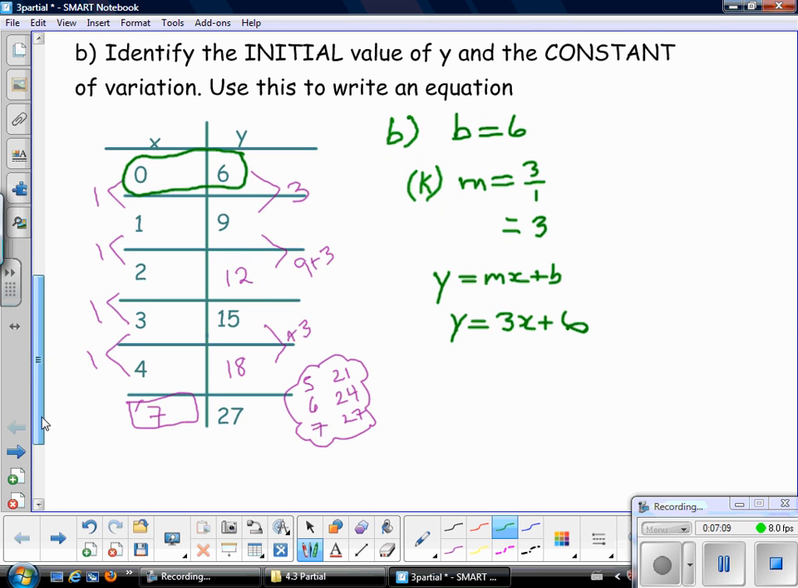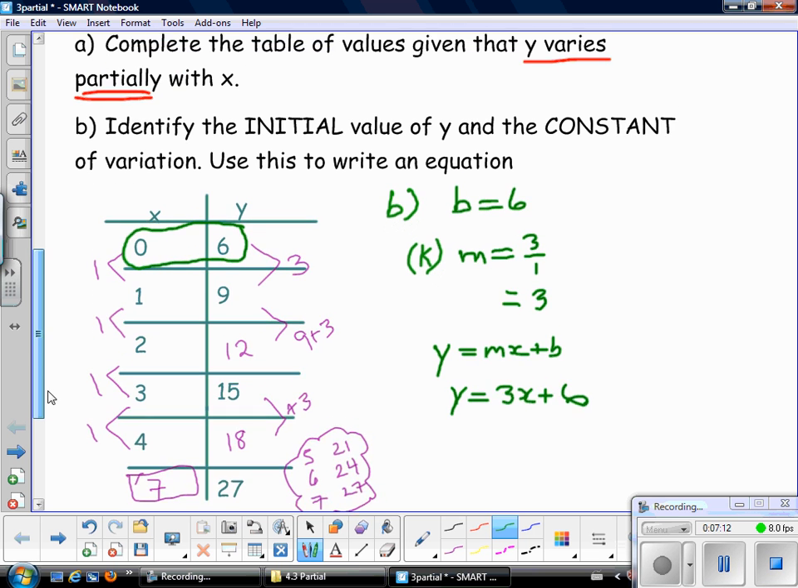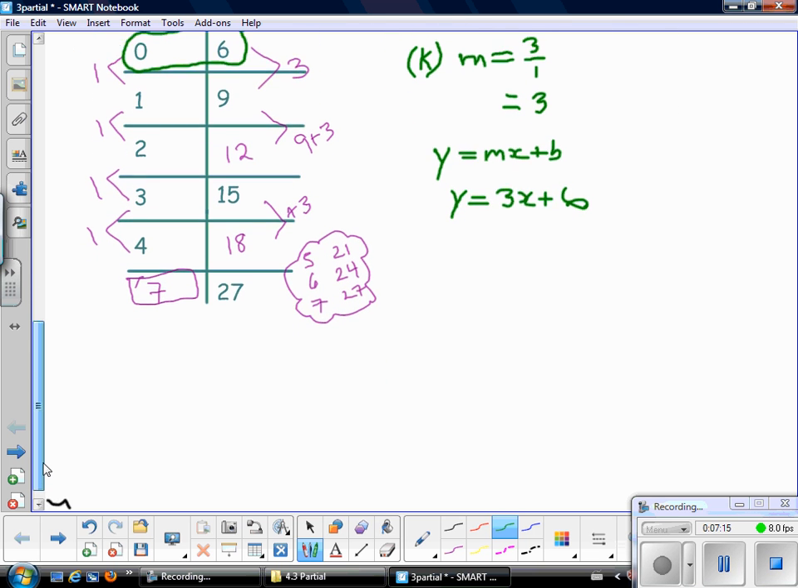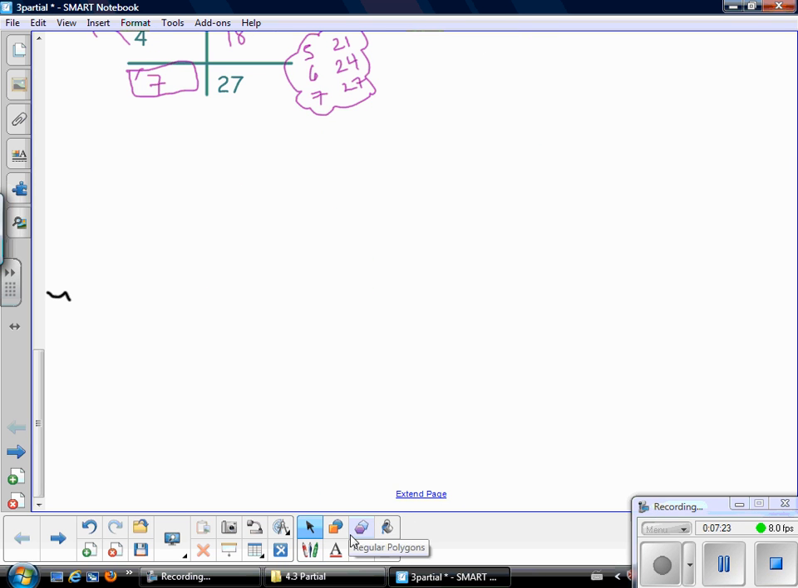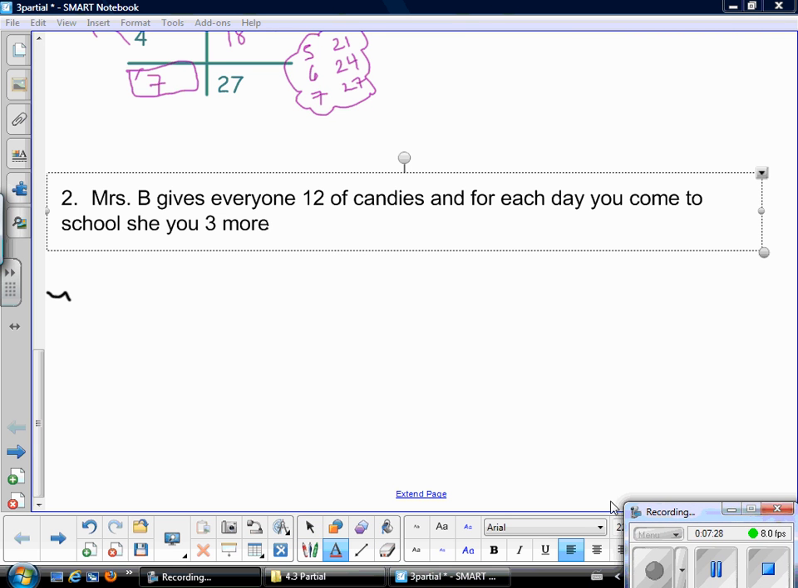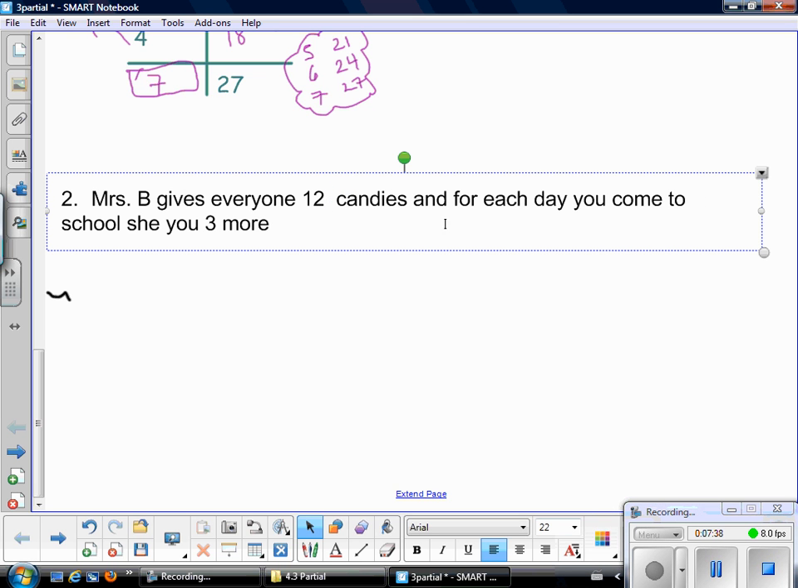Okay, so this type of question, we would also have word questions. And although I don't have a word question here, actually I'm going to add one. Sorry about that because it's not on your sheet, which means you're just going to have to add it. I just typed that for you: Mrs. B gives everyone 12 candies. So I'm going to give you 12 candies, everyone. And then each day you come to school, she'll give you 3 more. So what would the equation of this be?